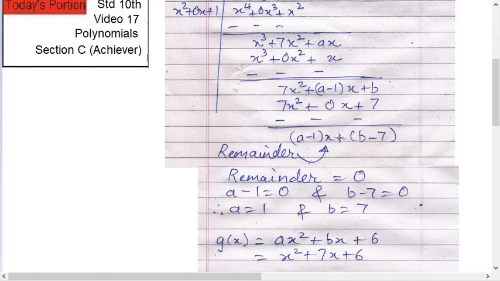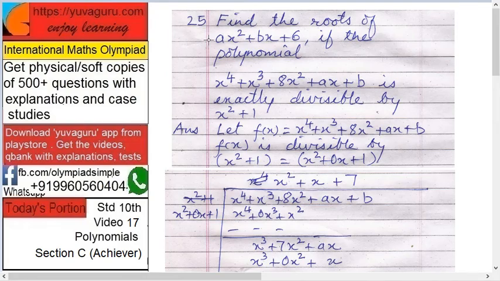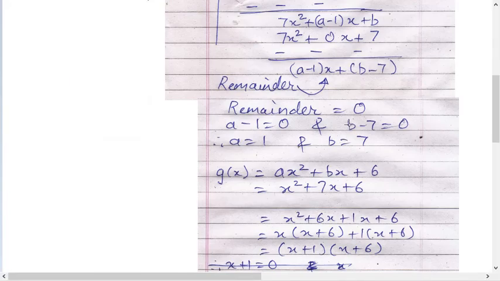Now this is the remainder, but it's exactly divisible, so remainder is 0. So a minus 1 equals to 0 and b minus 7 equals to 0. A equals to 1 and b equals to 7. So now we'll name this as g(x). So g(x) equals to what? ax square plus bx plus 6. Okay. Now a you know 1 and b you know 7. So equation is x square plus 7x plus 6.